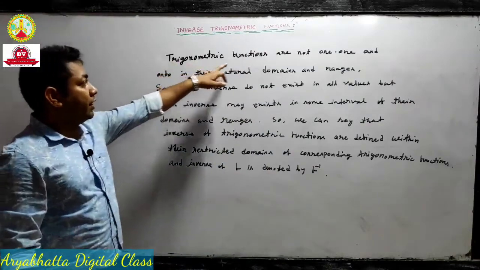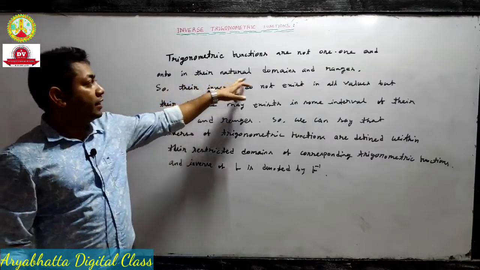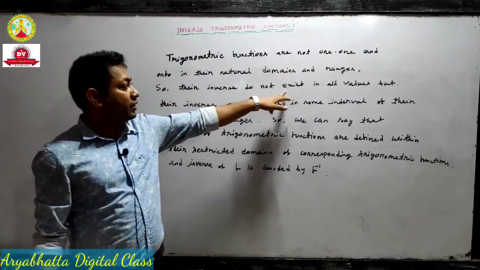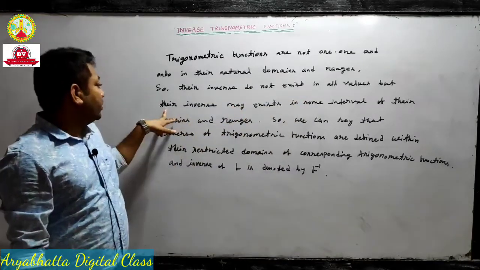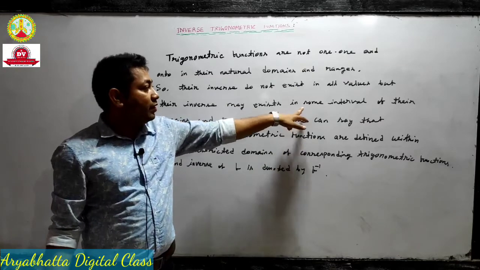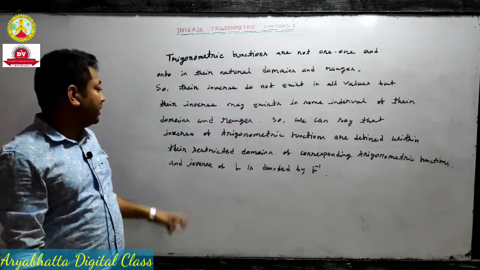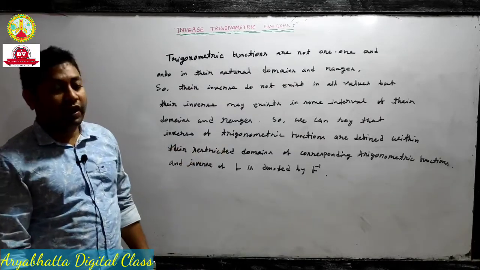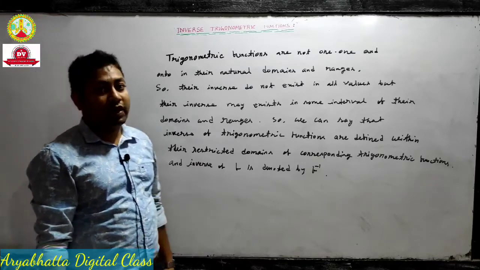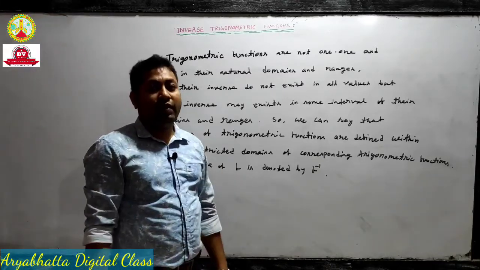Remember, trigonometric functions are not one-one and onto in their natural domains and range. So their inverse do not exist in all values, but their inverse may exist in some intervals of their domains and range. So we can say that inverse of trigonometric functions are defined within the restricted domains of the corresponding trigonometric functions, and the inverse of f is denoted by f to the power minus 1.